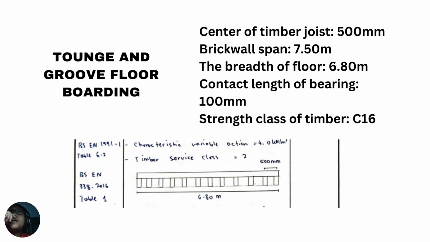Next, we go to the tongue and groove floorboarding. So the center of temperature is 500 mm. For the brick wall span is 7.50 mm. The breadth of flow is 6.80 mm. Contact length of bearing is 100 mm, and strength class of timber that I choose is C16. So for the variable load is 4.0 kN per meter square. Timber service class also is 2.